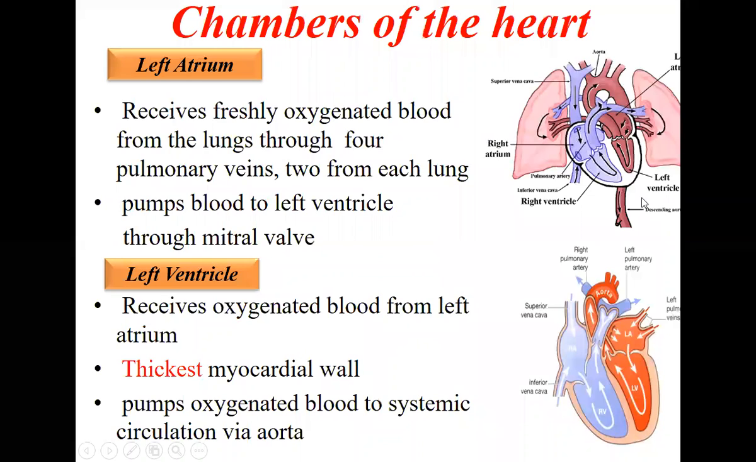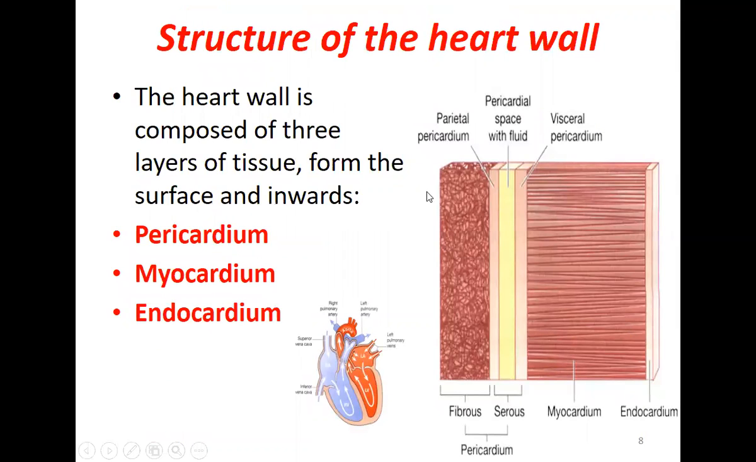This is the wall. So what is it made up of? The heart wall is composed of three layers of tissue from the surface inward. Okay, so it has three layers. So within this wall, what are the three layers? From outside to inside, it is the pericardium, myocardium, and endocardium. Outside we have the pericardium, then we have the myocardium, and the innermost will be the endocardium.